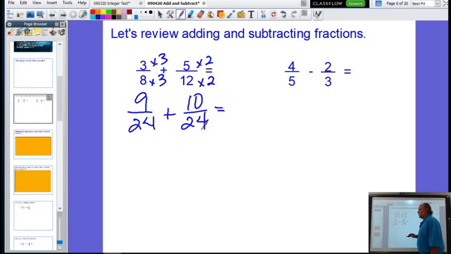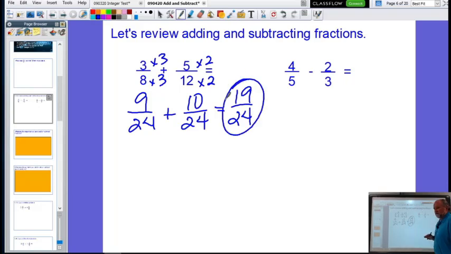Now that these pieces are the same size, I can add them together. Here I've got 9 24ths. Here I have 10 24ths. How many 24ths do I have all together? Well, I have 19 24ths. So the answer is 19 24ths. And then the last question you ask yourself is, do the 19 and 24 have anything in common other than 1? Could I simplify those? In this case, no. So 19 24ths is my final answer.